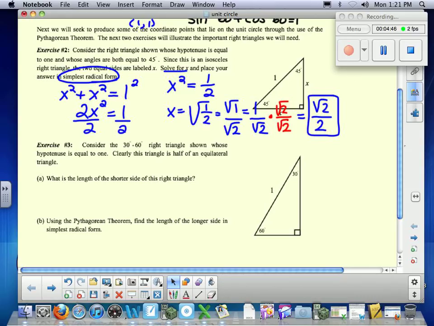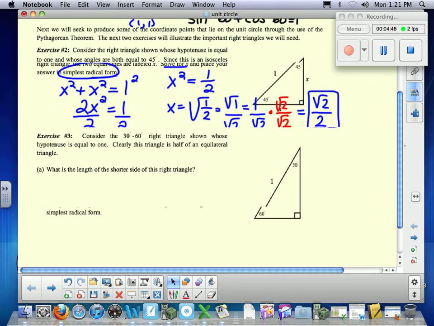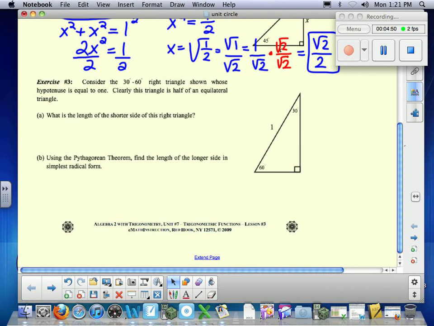We're going to do the same thing with our 30, 60, 90 right triangle down here. So, our hypotenuse length is 1, and it's very easy to find the length of the side opposite the 30-degree angle. Who remembers what to do? Right, it is 1/2 of that hypotenuse.